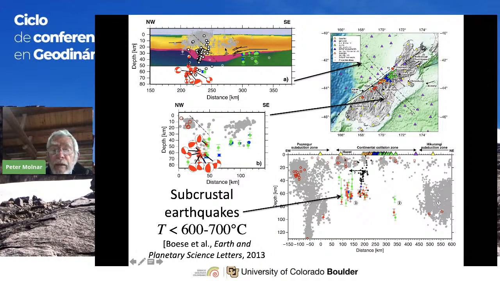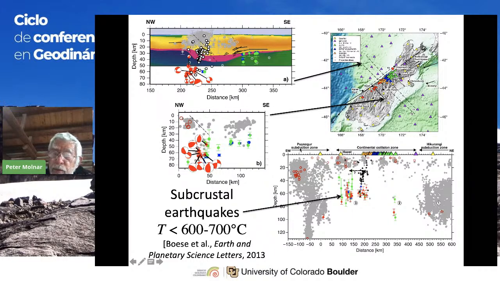This is a profile shown up here, where Northwest is on the left, and there are earthquakes down at 60, 70 kilometers depth. The maximum depth of the crust is about 40 kilometers under the middle of the island over in here, and you have earthquakes clearly in the mantle. Another profile shown over here, again the same, earthquakes going down to 60, 70 kilometers depth in the mantle, definitely. And this profile is along the island in here.